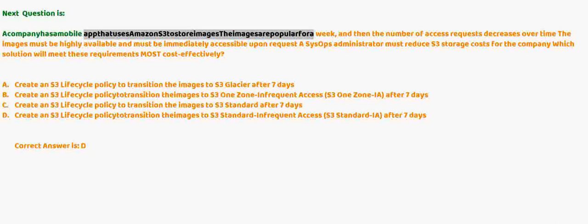Next question is: a company has a mobile app that uses Amazon S3 to store images. The images are popular for a week, and then the number of access requests decreases over time. The images must be highly available and must be immediately accessible upon request. A SysOps administrator must reduce S3 storage costs for the company. Which solution will meet these requirements most cost effectively?